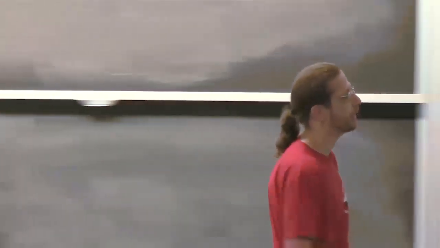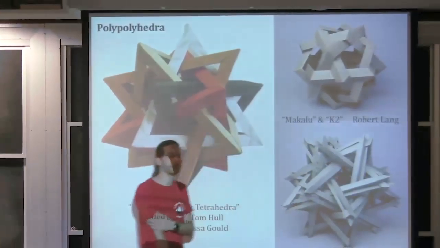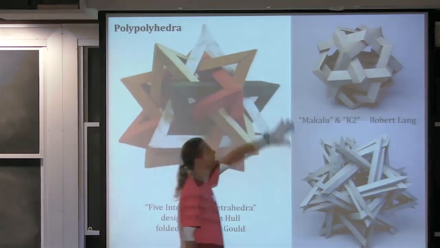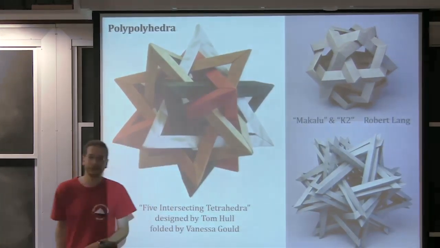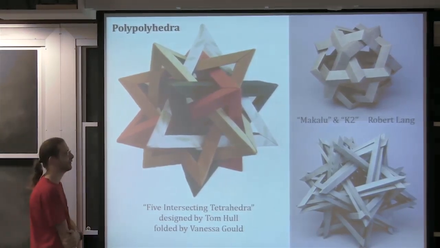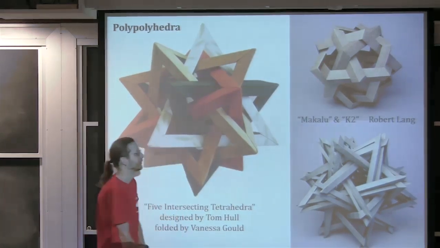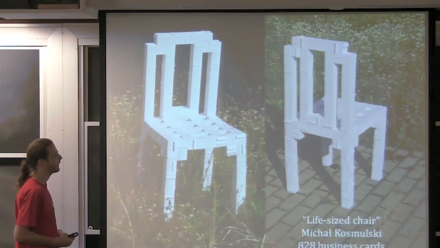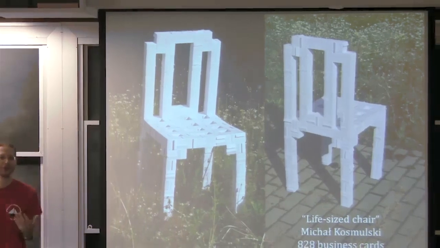Cool. And then Robert Lang enumerated all possible polyhedra that are symmetric in a certain sense. These are two examples that he thought were so cool. He made them out of paper. Most of them just exist as virtual designs. People have been folding them, but there are hundreds, if not thousands, in his list. So if you're interested, check out his website on polyhedra. These are, again, modular.